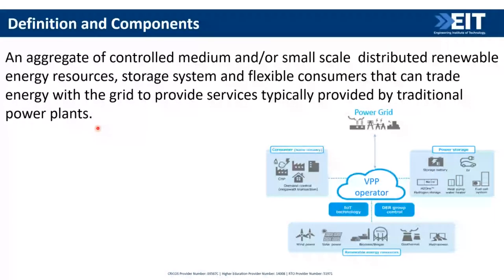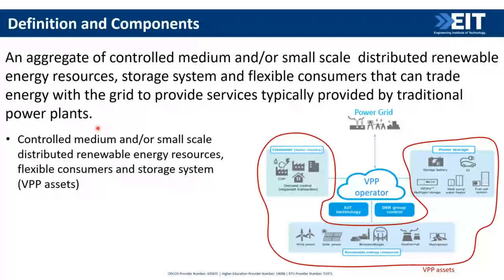So now, based on the definition, a VPP has three components. The first one is controlled, medium or small scale power systems that are based on renewable energy, and also storage systems and flexible loads. These systems that you can see in this figure are called VPP assets. And I will use this term in my webinar many times when we go further in this webinar.